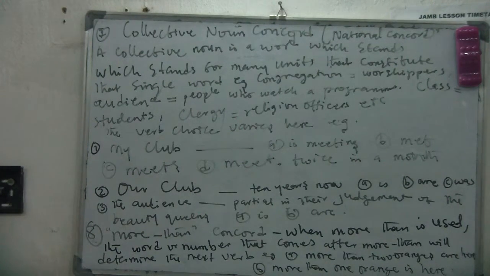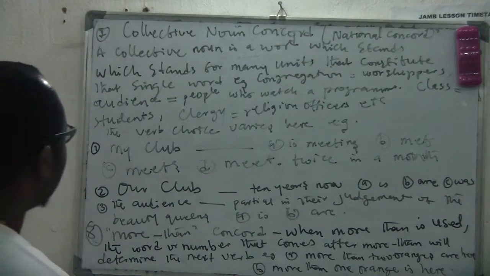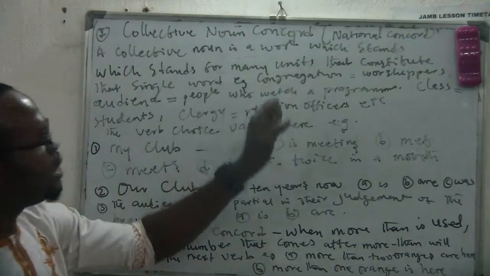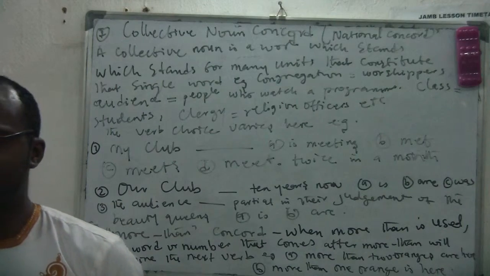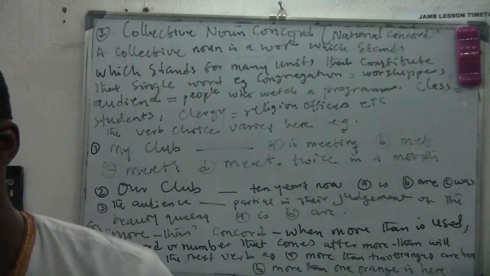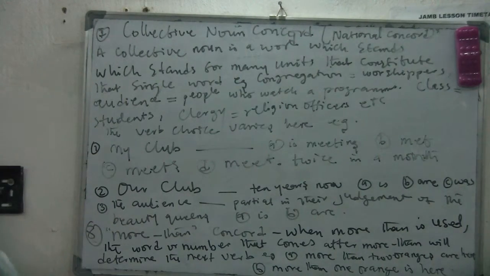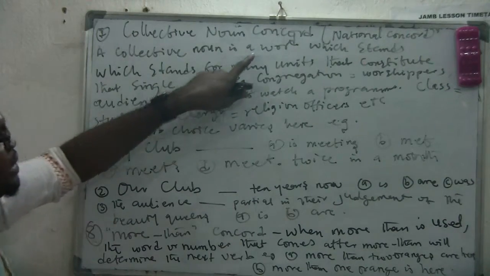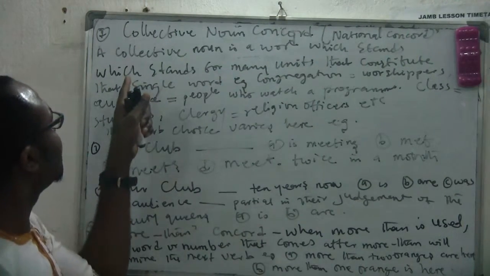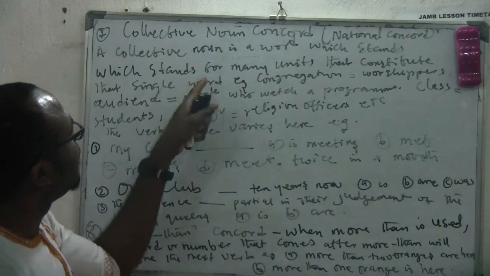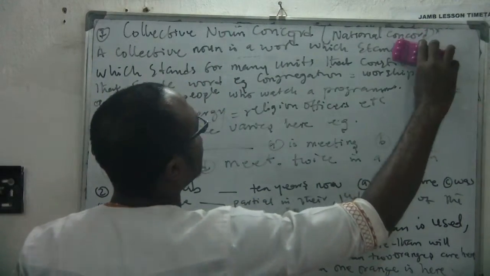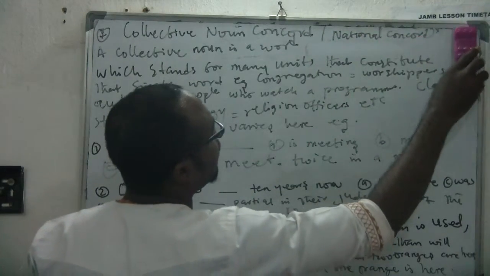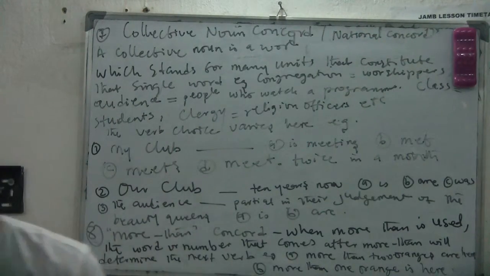So we are going to continue with the rules of concord, and now we are going to look at collective concord, collective noun concord. What are collective nouns? A collective noun is a word which stands for many units that constitute that single word. Is that clear? It's a word which stands for many units that constitute a single word.